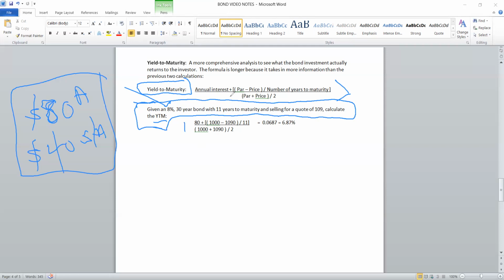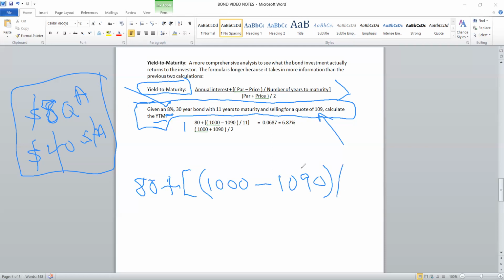So it's annual interest. Your 8% gave you the annual interest, so you would say 80, plus open bracket, open paren. What is it? Par minus price. So par, we know what that is. It's $1,000 minus the price. We got a price quote right here of 109. So that's 109% of 1,000, which is going to be 1090. Close paren right up here.